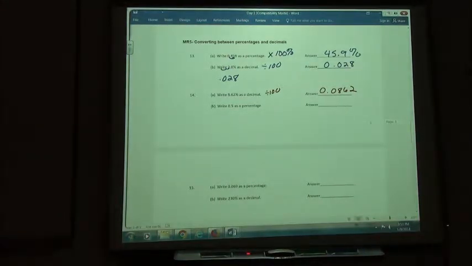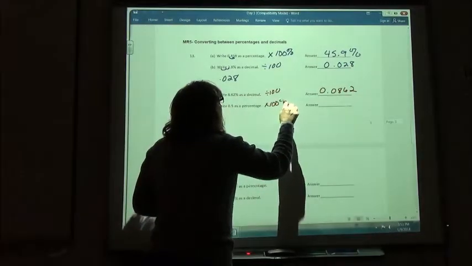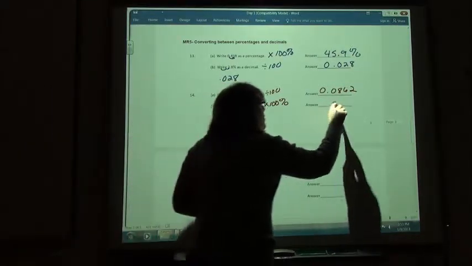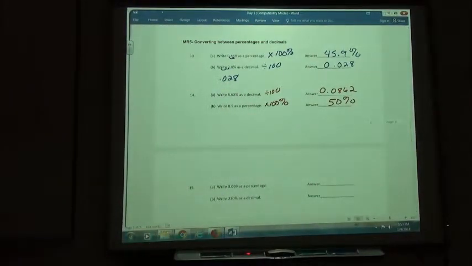And if I have 0.5 and I want to change it to a percent, I'm going to multiply by 100. 0.5 is what percent? 50%, right? I move it 2 places to the right. Most of you probably already knew 0.5 was 50% anyway. All right, go ahead, try number 15 there.